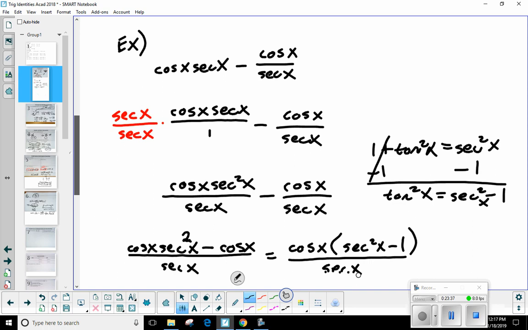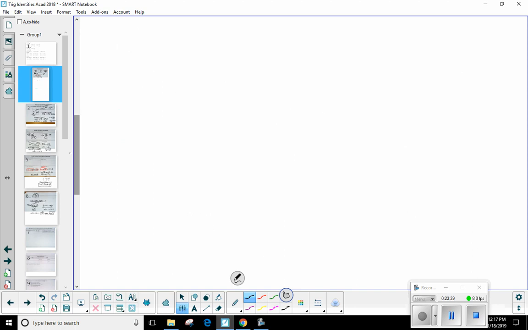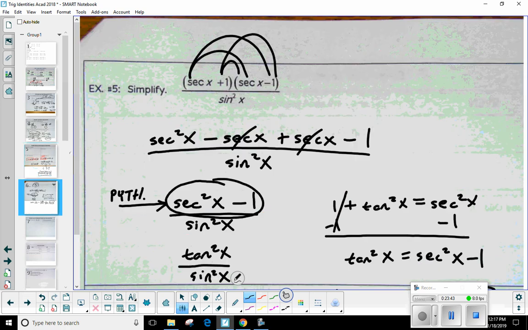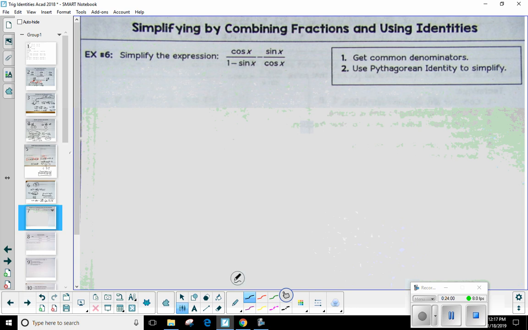All right. Well, now let's go ahead and get back to the notes. Let's see here. We did our factoring. We did this one yesterday. Does anybody remember those groups? The A plus B, A minus B. What do we call those? Started with a C. Conjugates. When we multiply conjugates, we get difference of squares. Okay. All right. Now simplify by combining fractions and using identities.